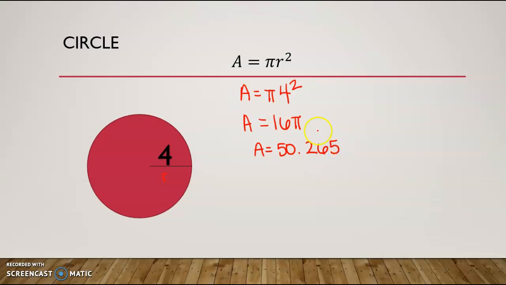50.265. Okay, let's do a little rounding lesson. If it asks us to round to the hundredths place, that is this place right here: tenths, hundredths, thousandths. Okay, you look next door. If it is a 5 or higher, this number rounds up. So if I was going to round this to the hundredths place, I would have 50.27. Okay.